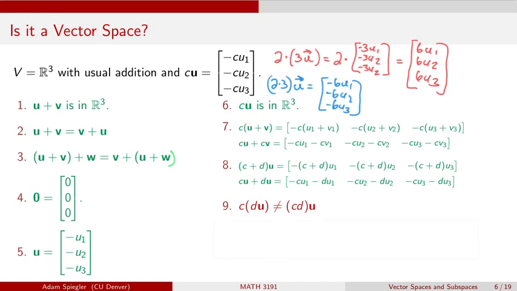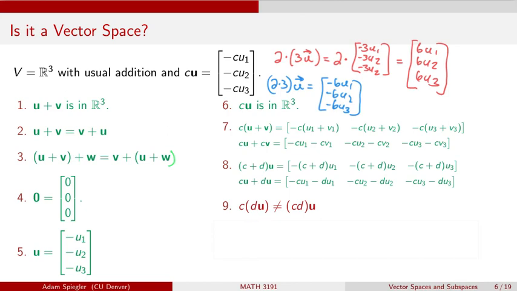But if we compare that to what happens if we first multiply 2 times 3, I would get 6. And then I multiply that scalar 6 times U, I would get minus 6U1, minus 6U2, minus 6U3. So at this point, property 9 is not satisfied. Wow, we made it so close, made it through 8 axioms. Axiom 9 fails, so therefore this is not a vector space.